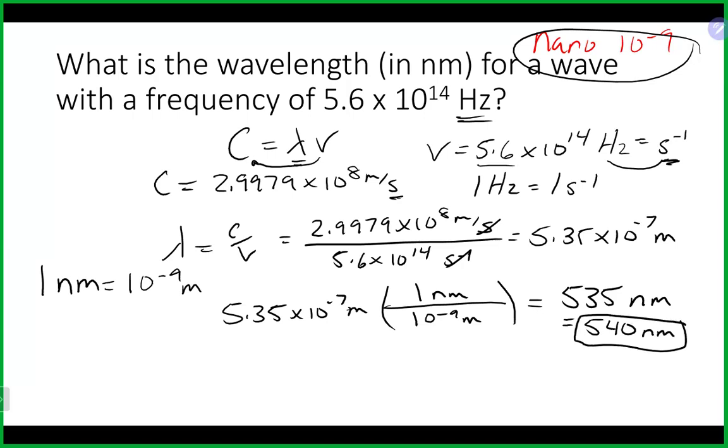Any questions on that one there? Like I said before, the good thing about this calculation is it's pretty much the same calculation: always speed of light up on top divided by the other thing. If you have the wavelength, that will get you the frequency, and if you divide by the frequency, that'll give you the wavelength. Any questions on that there?